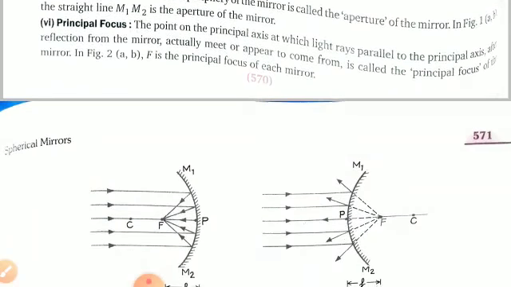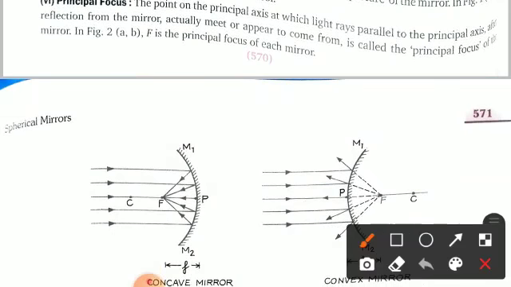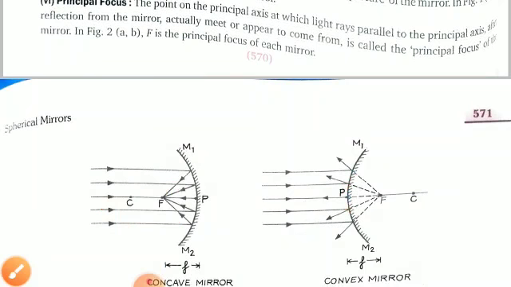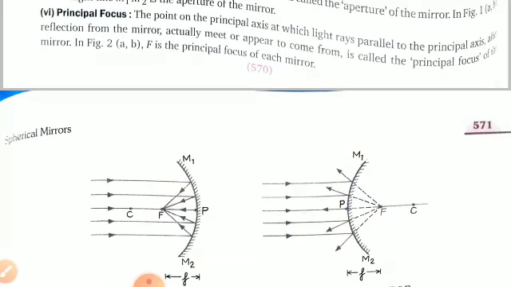Here you can see in figure number 2, this is your principal focus. This is the focus for the concave mirror and this is the focus for the convex mirror. Clear? And what does it mean? It is written here, it actually meets or appears to come, because if you see in figure 1, the concave mirror, all the incident rays are meeting at the focus F, which is your principal focus. But in the convex mirror, the rays look like they come out, or appear to come, from the focus here. This is the principal focus of the convex mirror.